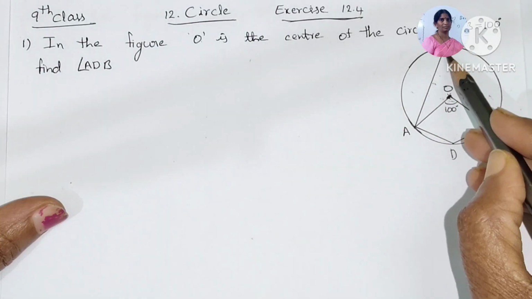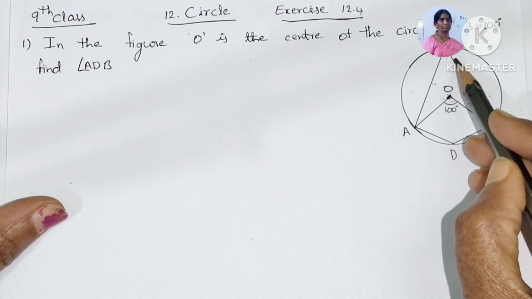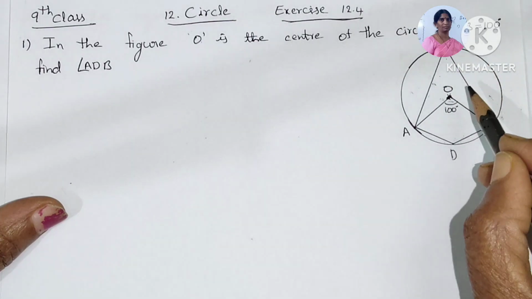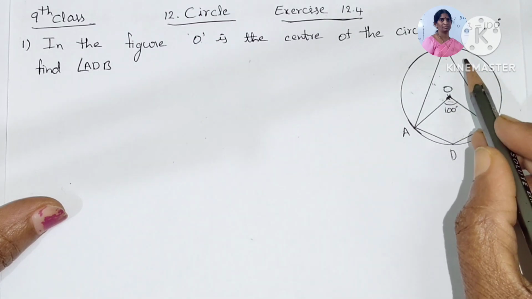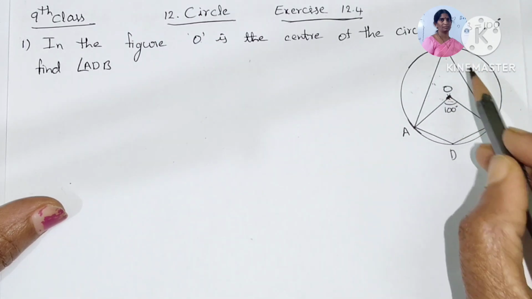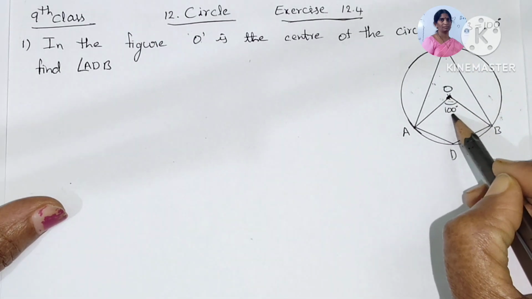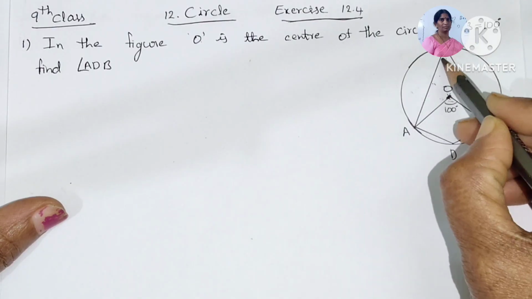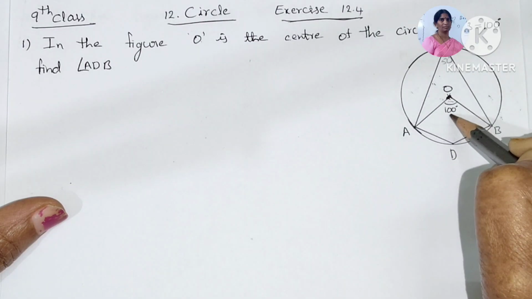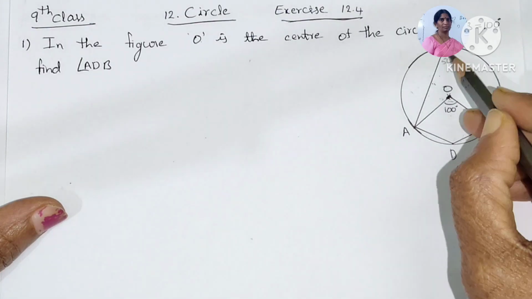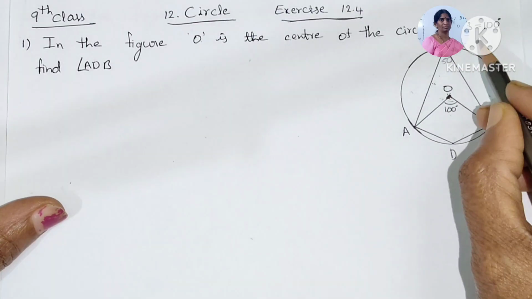So first we find the angle C. The angle made by an arc at the center is twice the angle made by it on the remaining part. So here 100 means here 50. 50 into 2 equal to 100, twice at the center. So angle C equal to 50 degrees.